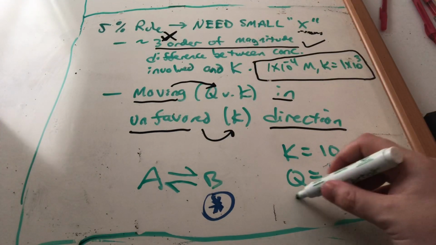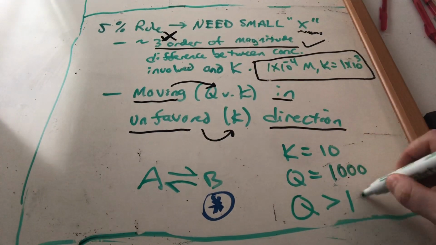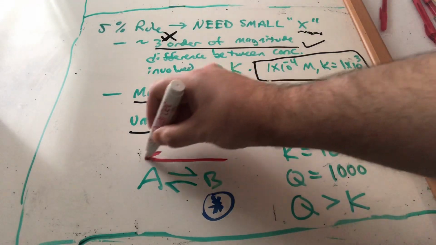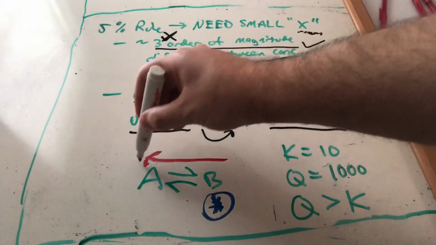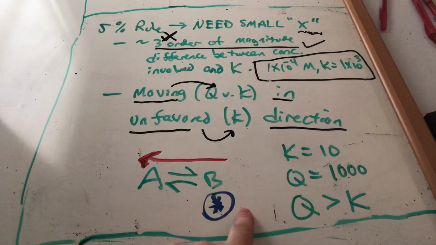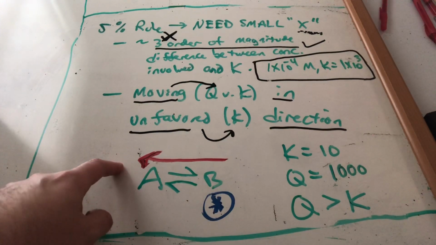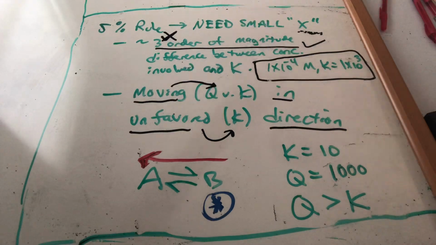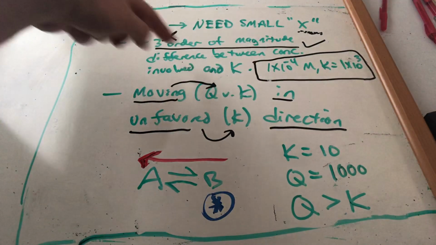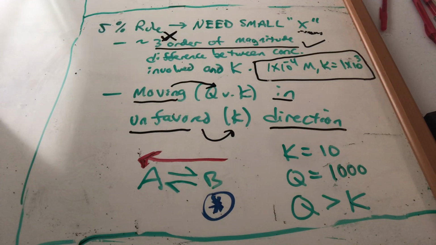Now I have my Q is greater than K. Which direction are we moving here? We're moving in the unfavored direction. And when we're moving in the unfavored direction, right, we're moving away from our star, we're moving away from what K would like to have, all right? If we're moving in the unfavored direction, then our X can be assumed to be small, as long as there's a 3 order of magnitude difference between concentrations and Ks, all right?